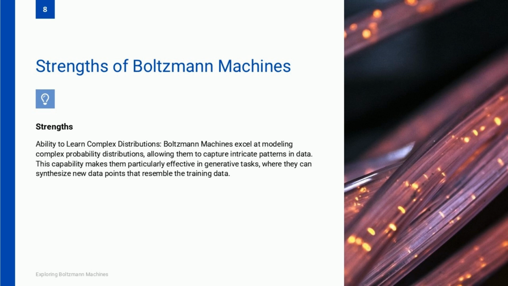Training them is challenging, and the reliance on iterative sampling can make learning slow compared to more modern deep learning models. This leads us to an important question. What are the key weaknesses of Boltzmann machines, and how do they impact their practical use? While their theoretical power is undeniable, their real-world challenges have made them less common in mainstream AI development. In the next section, we'll take a closer look at these limitations and discuss what's being done to overcome them.